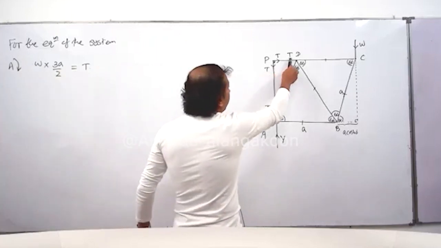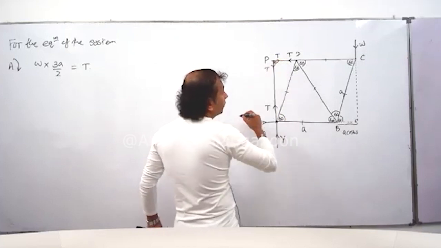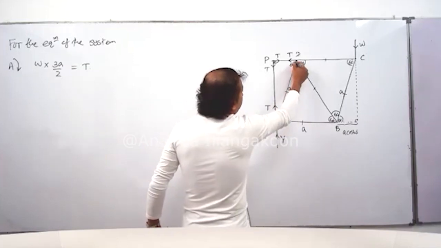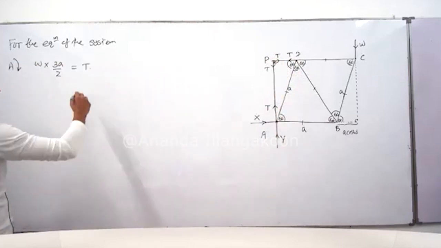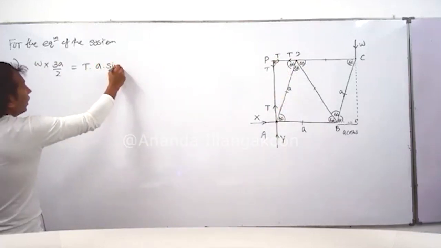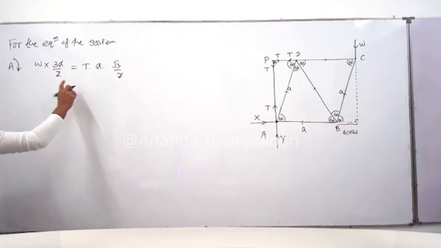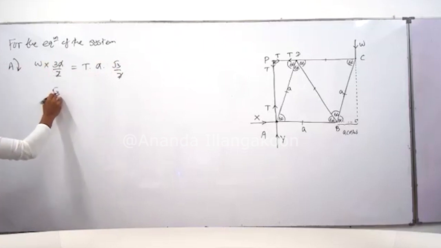T. So then the perpendicular distance is from here to here. If this is a, this is also 60, so this is a sin 60. T into a sin 60. Sin 60 means root 3 by 2. This and this you can cancel down. Then this root 3 and this 3 you can cancel down. We get root 3 there. Then we get root 3 W equals T. T equals root 3 W.